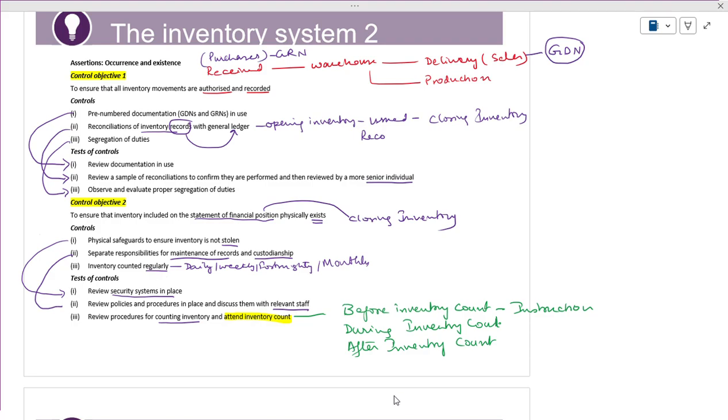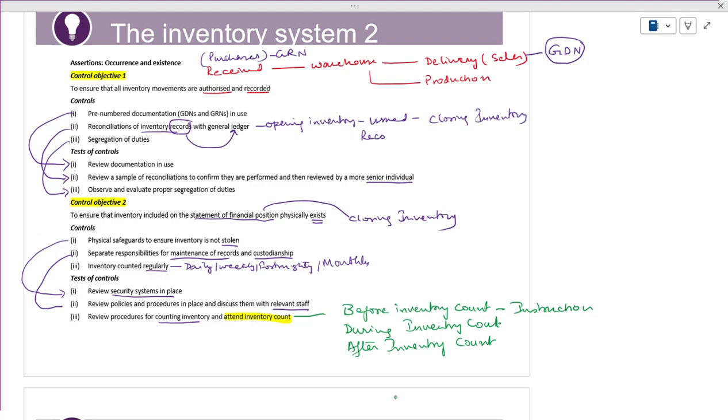Is it right? I think somewhere we will cover this. During the inventory: before, during and after the inventory count. Means at least, if I have multiple locations, you have to attend a minimum of one location, a sample of locations. If you are having multiple inventory counts, you have to attend one sample of inventory count.